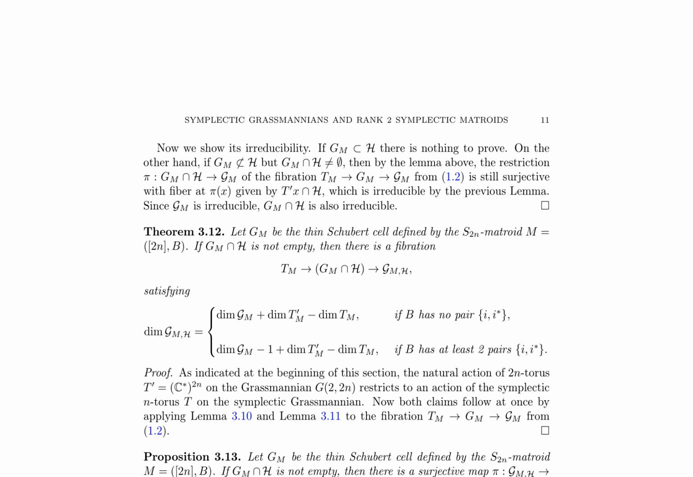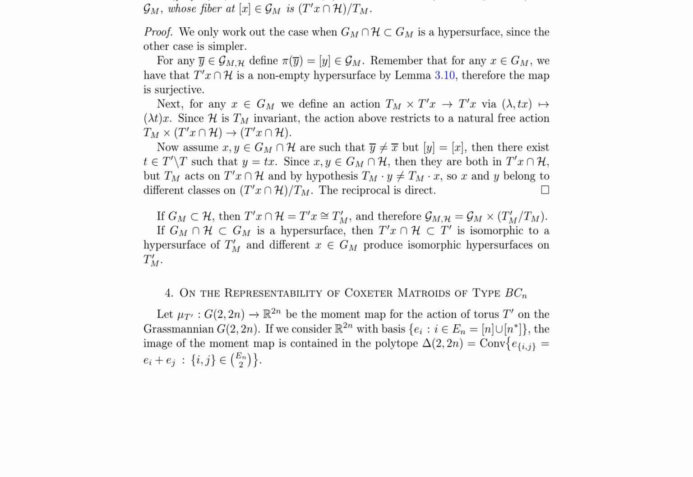Next, the authors prove Proposition 3.13, which states that if G_M ∩ H is non-empty, there exists a surjective map π: (G_M ∩ H) → G_M/T_M, whose fiber at X in G_M is (T ∩ H)/T_M. The proof involves defining an action of T_M on T ∩ H and showing that the map π is surjective.